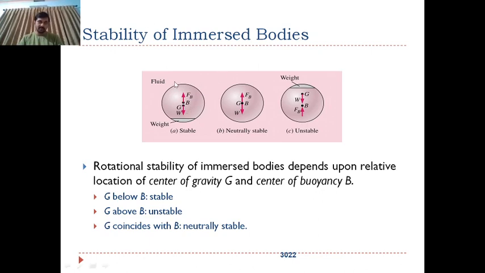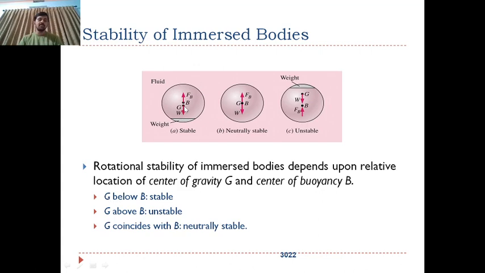Stable condition, the first one. This pink color represents the fluid. W stands for the weight of the body acting downwards. FB stands for the buoyant force acting in the upward direction. B stands for center of buoyancy, the point of application of FB. G stands for center of gravity, the point of application of weight.